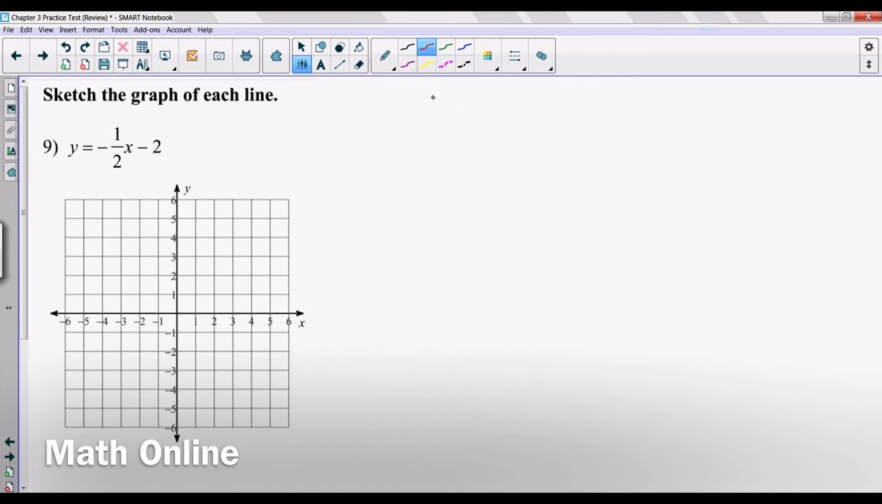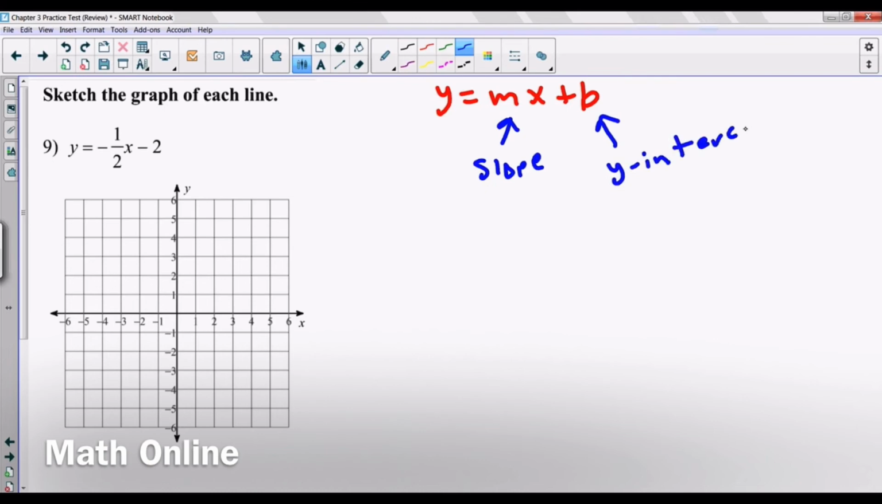Just a reminder, slope-intercept form is just the format y is equal to mx plus b. This is slope-intercept form, okay? Where the m represents the slope and the b represents the y-intercept. Also known as the starting point. Also known as the initial value.